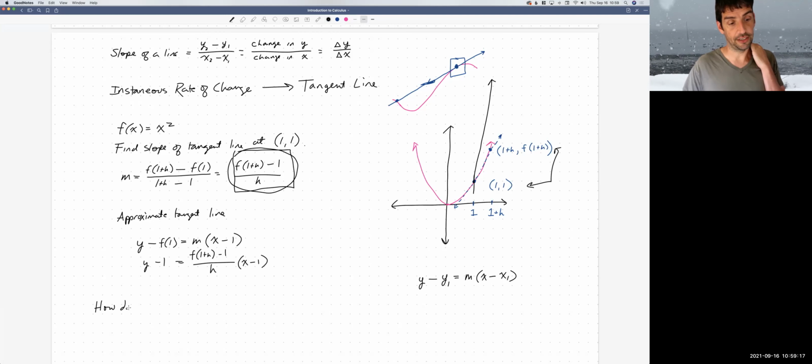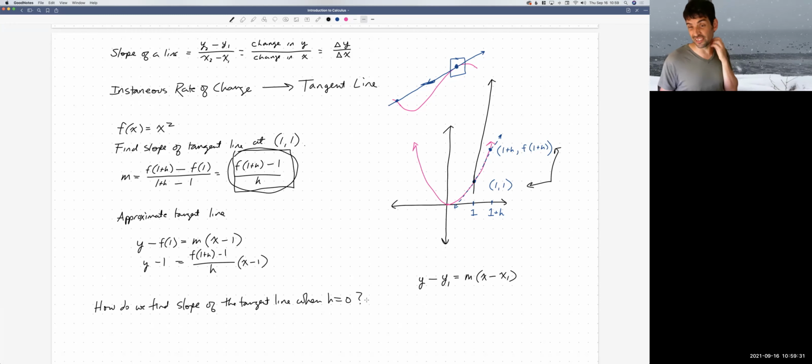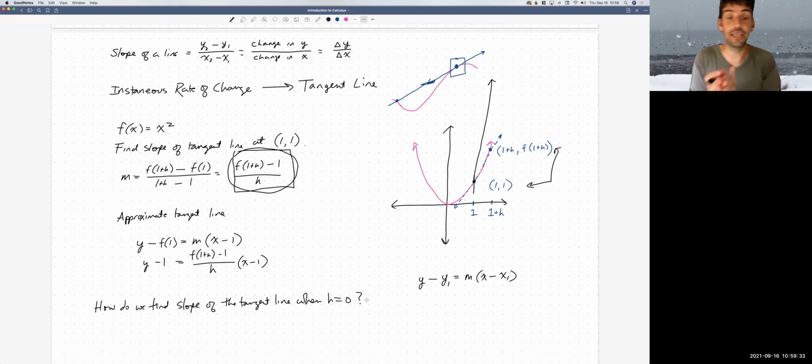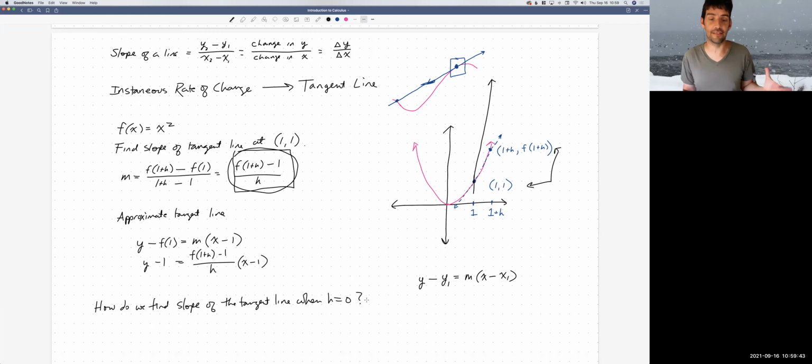How do we find the slope of the tangent line when h equals 0, right? Where h here is the difference between the x coordinates. In other words, when there's no difference, when we've slid the other point on that secant line right on top of our point and our computer makes it disappear, how do we not have that disappear, right? That's what we want to get at.